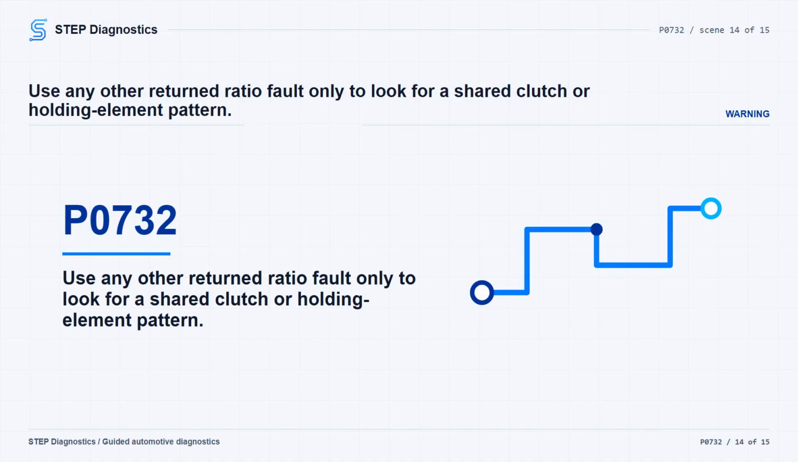If a related incorrect ratio code is the one that returns during the same clear, road test, and recheck routine, use it as context rather than letting it pull you away from the target code. That related path points to the same kind of clutch and one-way clutch evaluation. Look for the clutch that does not apply, the clutch that slips, or the low one-way clutch condition that explains the gear event. If that related fault does not return, treat it as not present at that time and possibly intermittent.